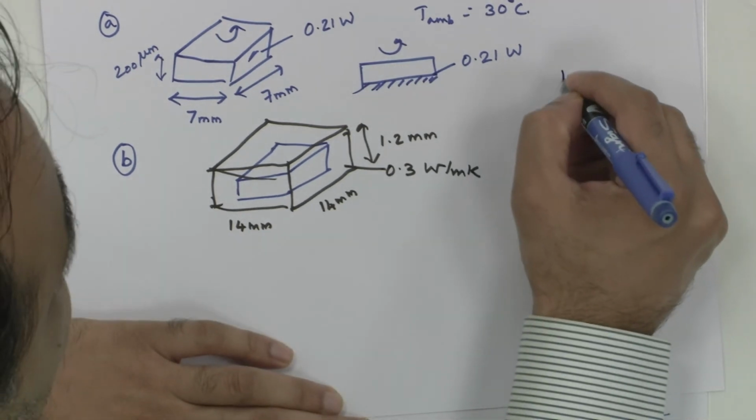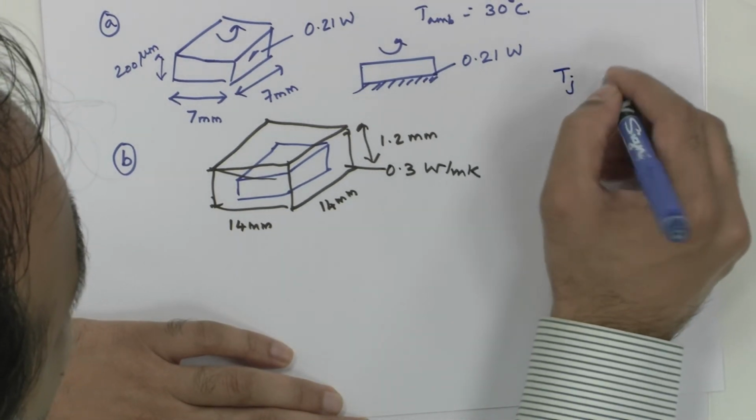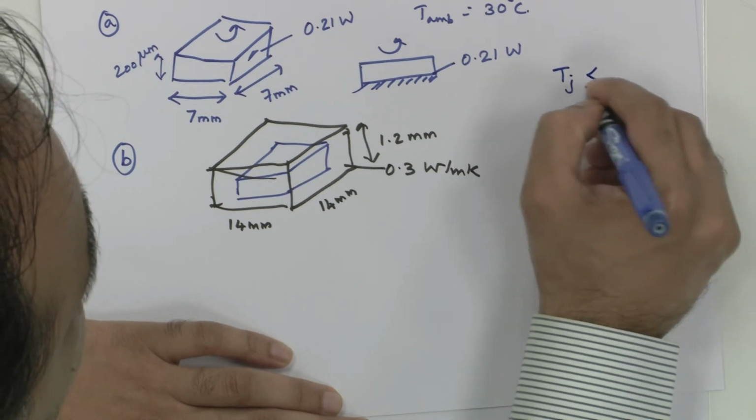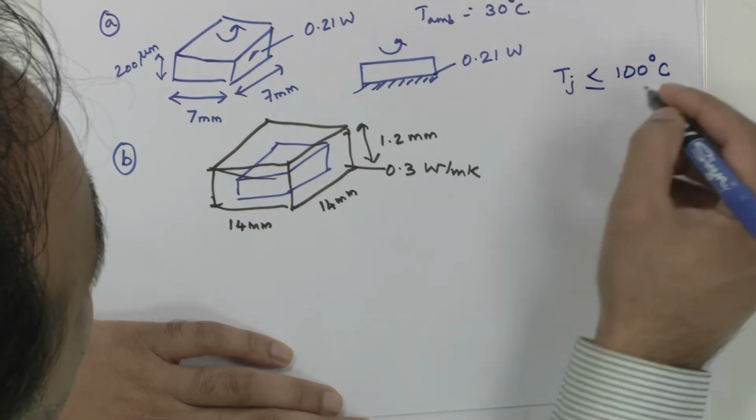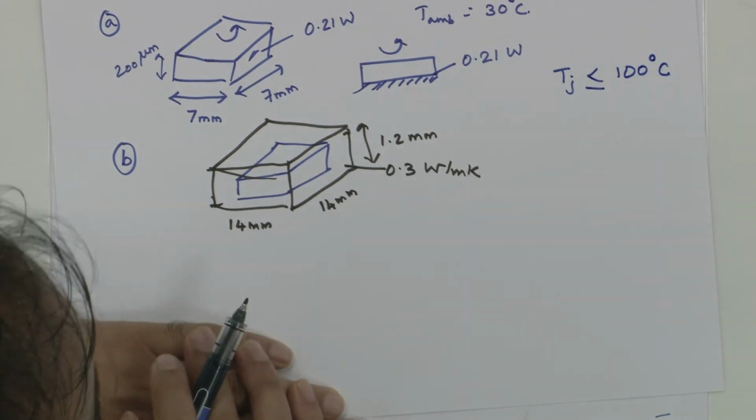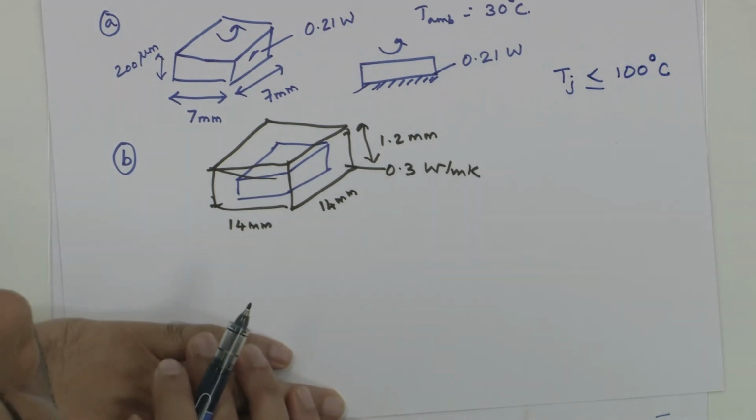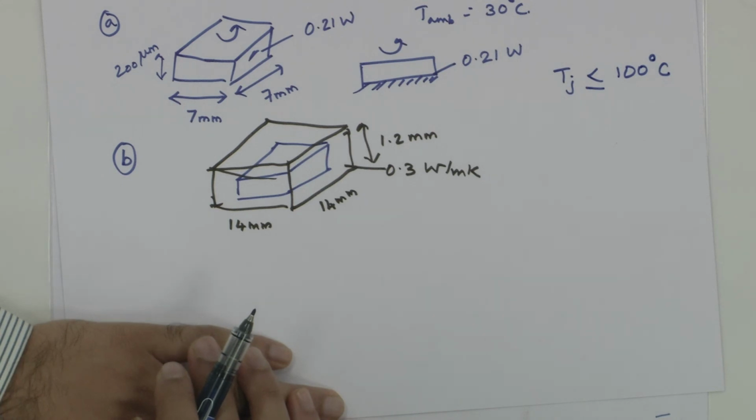The maximum temperature of the junction should be less than or equal to 100 degrees Celsius. So, for this condition we need to find out whether the molding material will help or hurt the device. In order to do that, first we need to calculate the junction temperature without the molding material, and then we need to calculate it with the molding material. So, how to solve this problem, we will look at it in the next module.